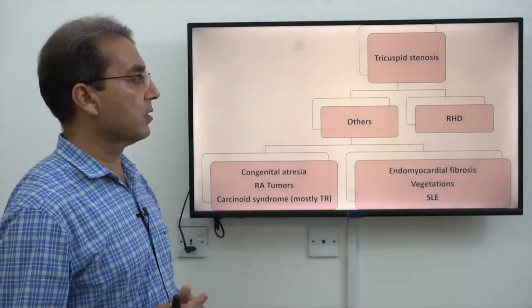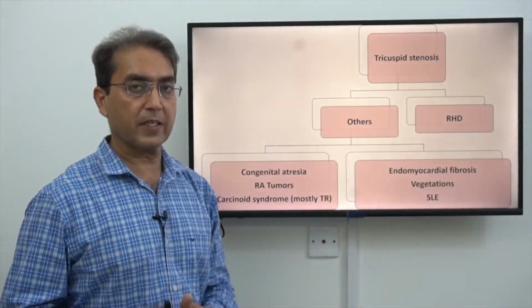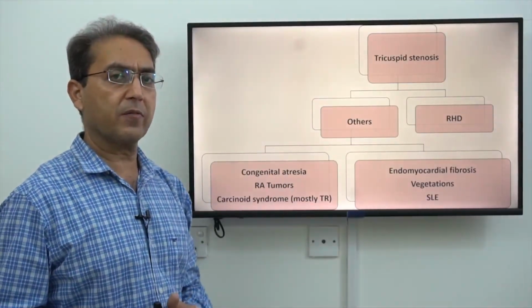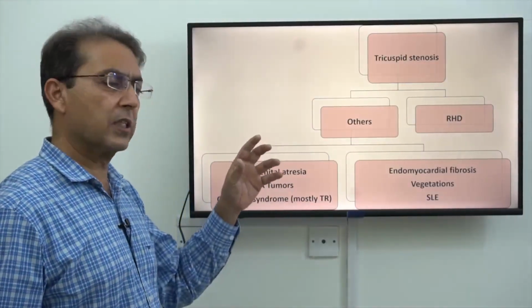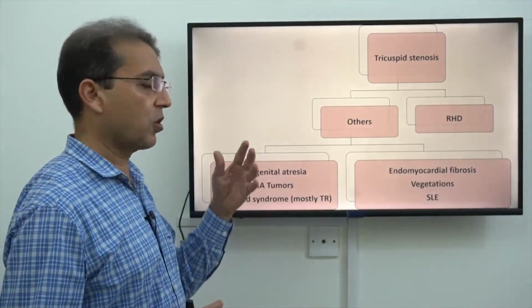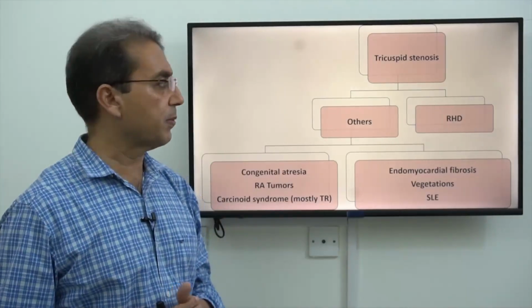Now for tricuspid stenosis, the most important reason is rheumatic heart disease. This is post-inflammatory heart disease, but keep in mind rheumatic fever does not cause isolated tricuspid stenosis. There are other lesions as well. There may be aortic or mitral lesions present.